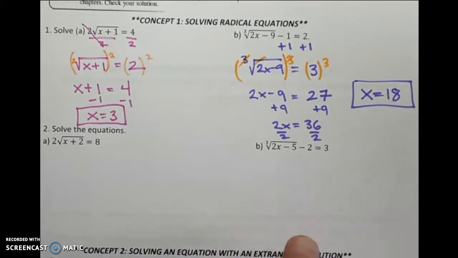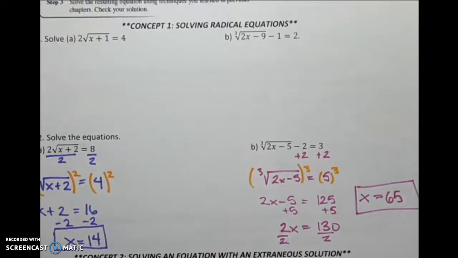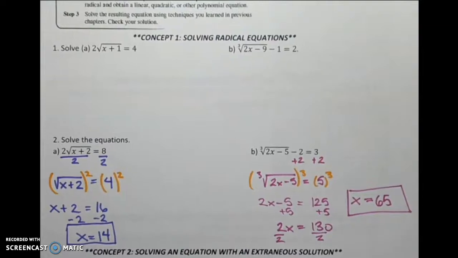And I'm going to ask that you go ahead and try number 2. Try number 2. Pause now because I'm going to go ahead and show the answers. Okay. The solution for number 2a is x equals 14, and the solution for number 2b is x equals 65.